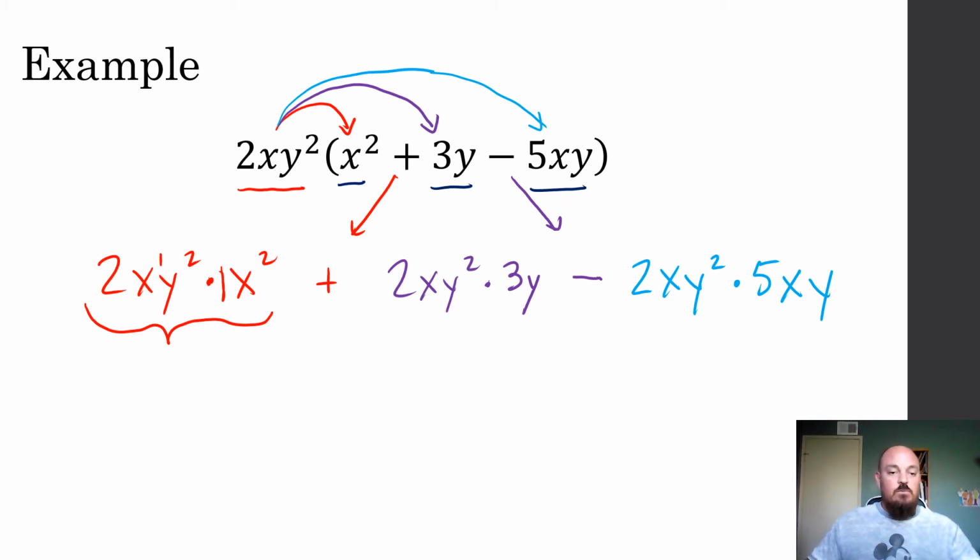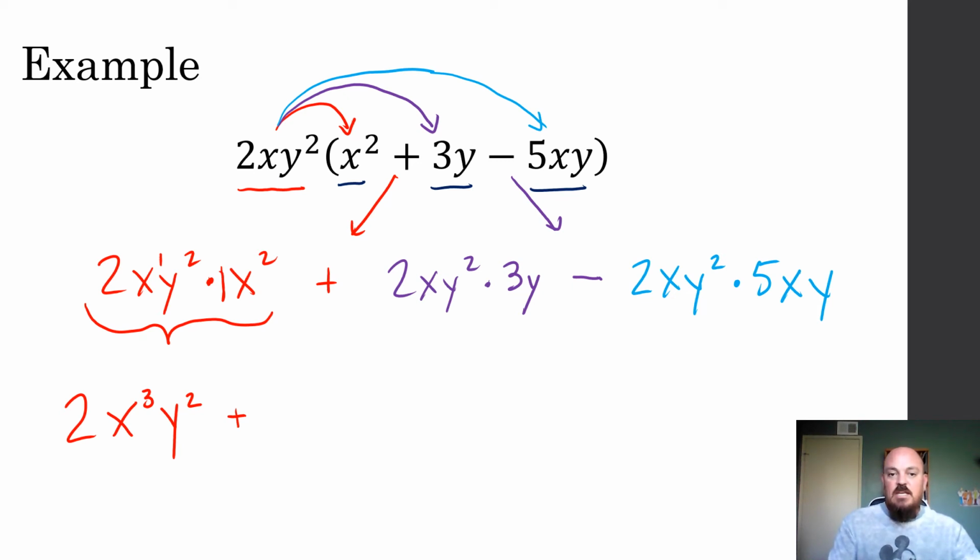And then what we do is one at a time. I do the number part first. 2 times 1 is 2. Then I do the x's part. And I go x to the first times x squared. I add those exponents. 1 plus 2 is 3. And then I have a y squared times nothing. So I just leave that y squared in my answer. So the first part of the question is done. I'm going to put the plus in next, and now we'll do the purple one.